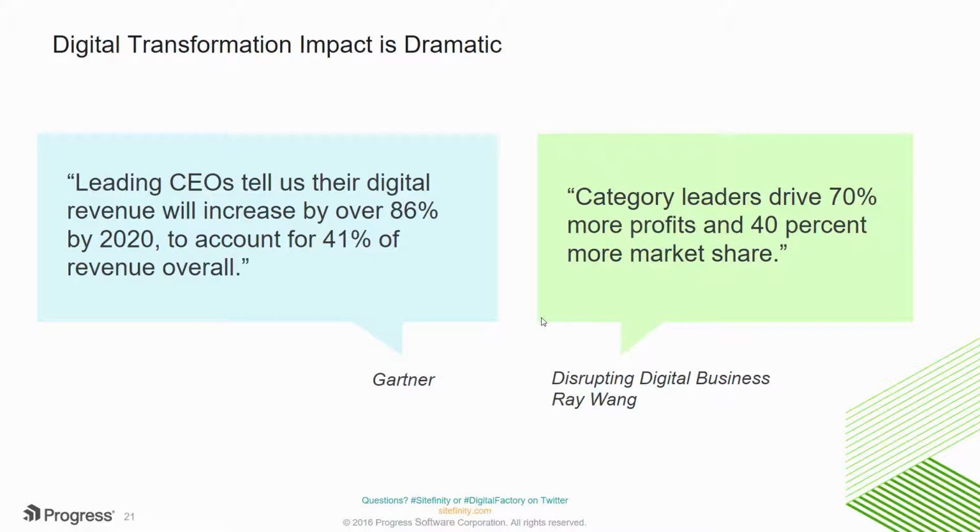Now, the impact of digital transformation is quite significant across multiple organizations, and every single company is impacted by it one way or another. Just to give you one quote from Gartner, stating that leading chief executive officers are saying that their digital revenue would almost double by 2020, and it will account to almost half of all the revenue that an organization gets.